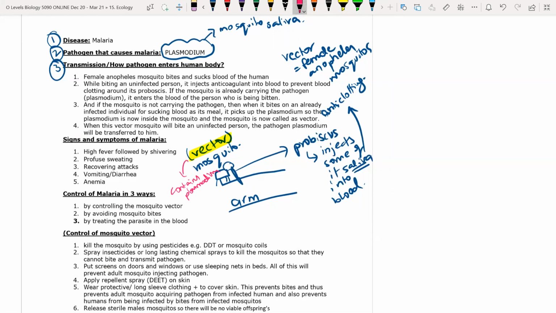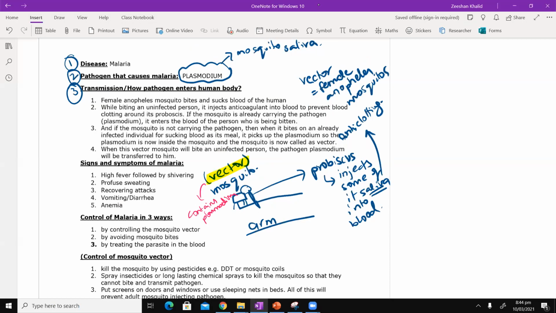Now, once it sits on your arm to suck the blood, what happens? It injects the saliva. What will that have as a consequence? Along with the saliva, what do you think will be injected? Plasmodium. Exactly, the plasmodium. So this is one way in which the transmission is happening. That's case A.